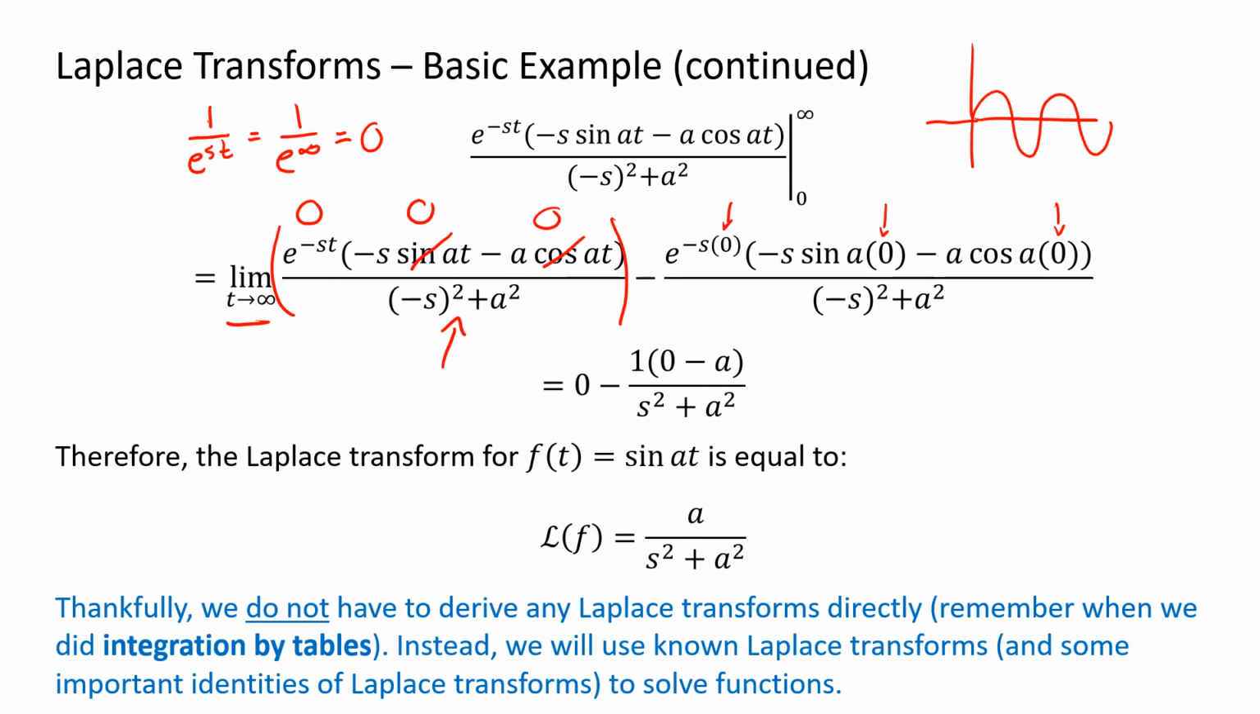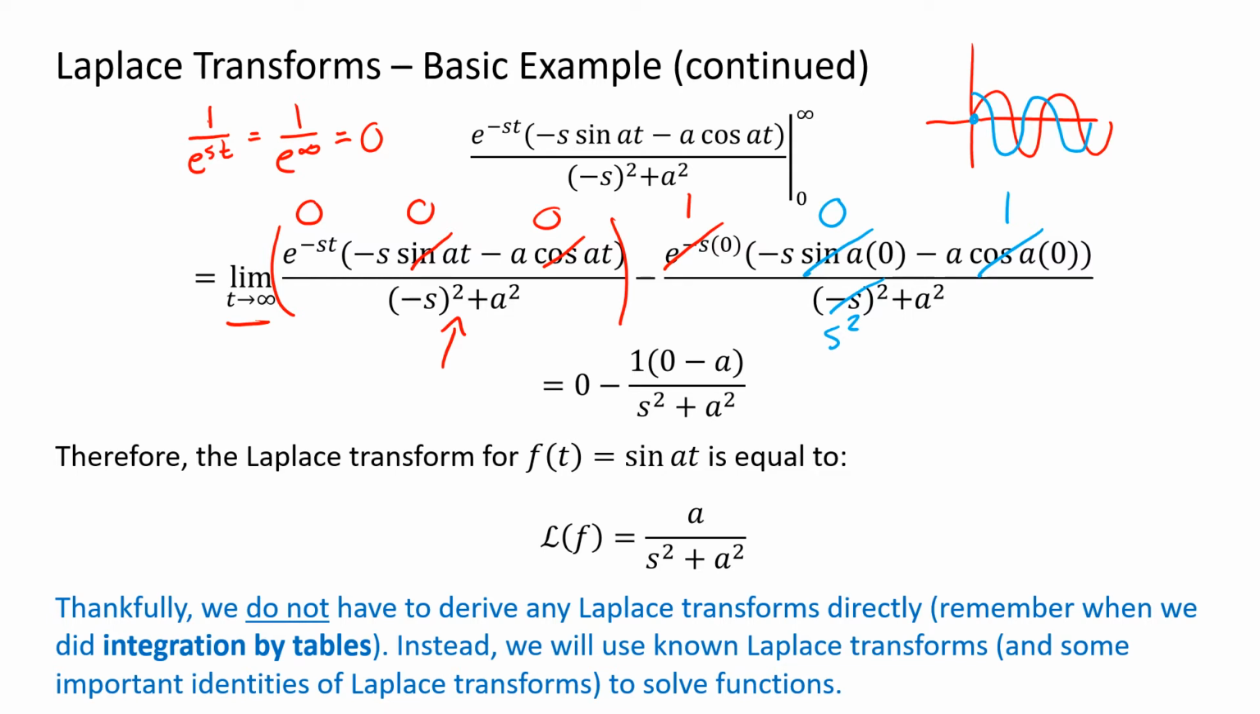For the second term, again taking it in steps, we have e to the exponent negative s times 0. Well, e to the exponent 0 is simply 1, so that becomes a 1. Sine of 0, remember I drew the sine function over here, is simply 0. But cosine of 0, remember cosine is out of phase with sine, is actually 1. And the denominator stays the same, except this becomes positive s squared plus a squared.